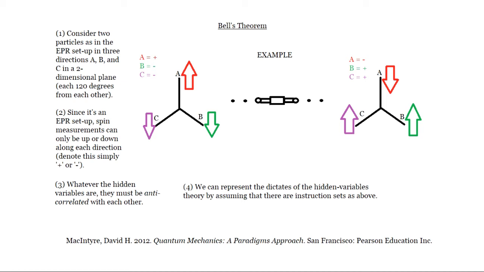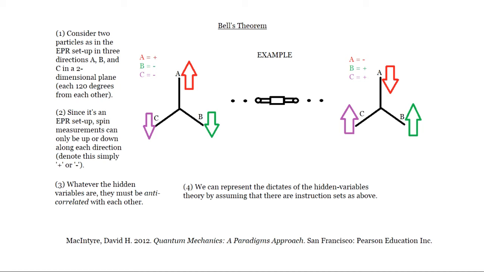So we can represent the dictates of the hidden variables theory by assuming that there are instruction sets as above. So I'm just using one example. We'll go through a few more examples in just a moment. But here is one example that I've illustrated. So again, consider the case where there's a neutral pi meson that decays into an electron and a positron, and the electron shoots off to the left and a positron shoots off to the right-hand side.